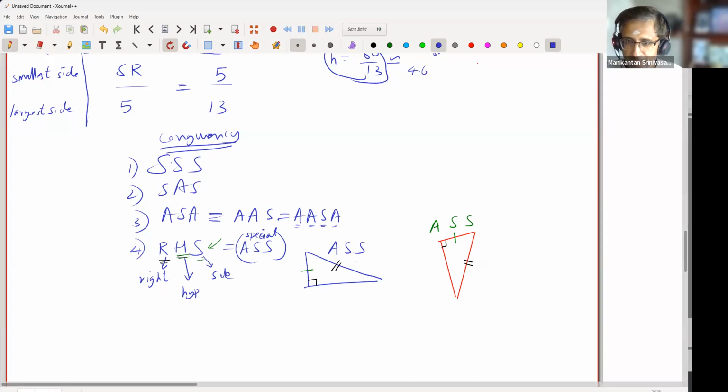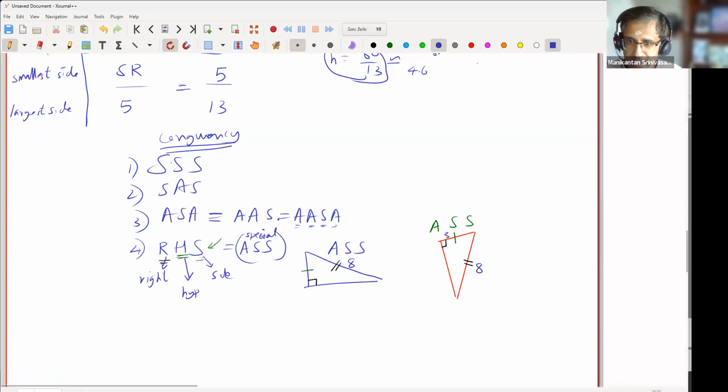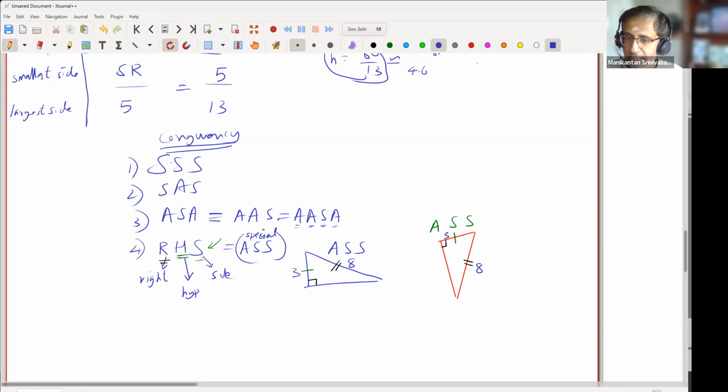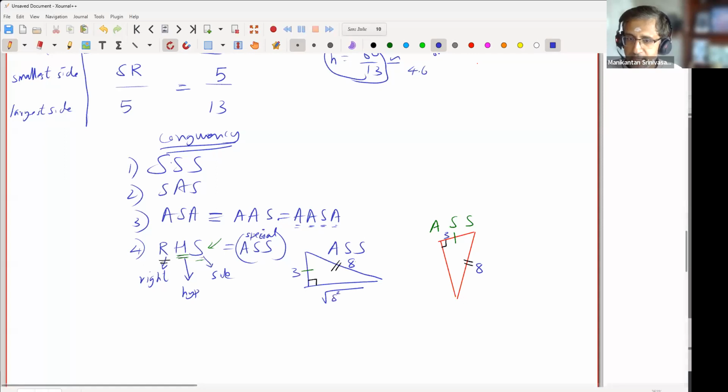Let's say this length is given to be, I don't know, 8 centimeters. This is given as 8 centimeters. And this is given to be 3 centimeters. This is given to be 3 centimeters. Then by Pythagoras theorem, I can figure out this is 64 minus 9, which is root of 55. And I can do the same thing. I arrive at the same calculation.